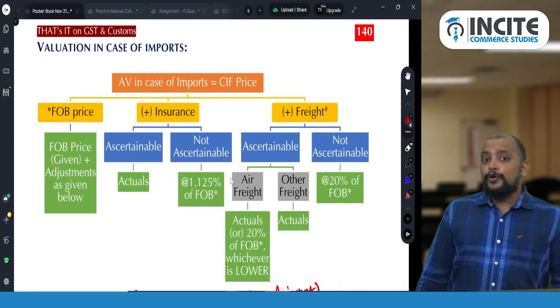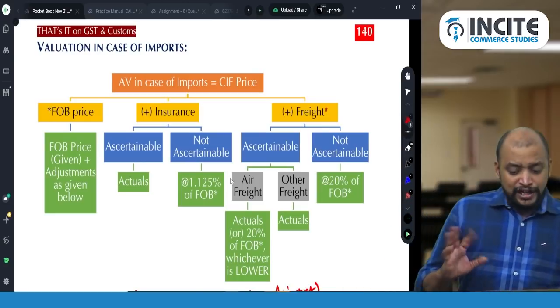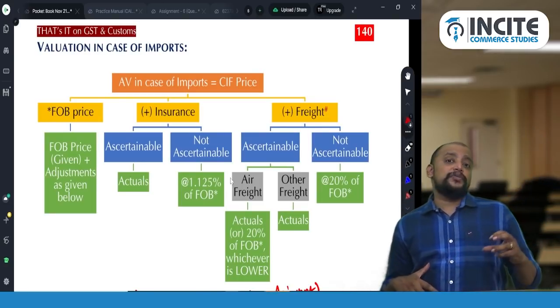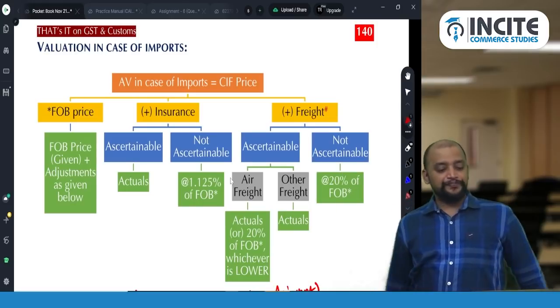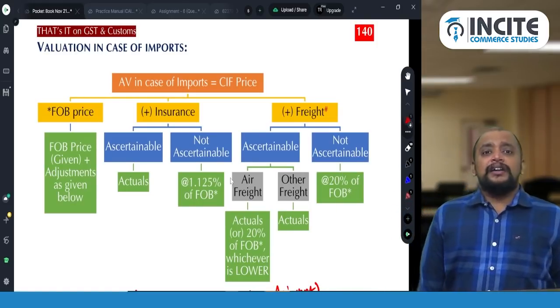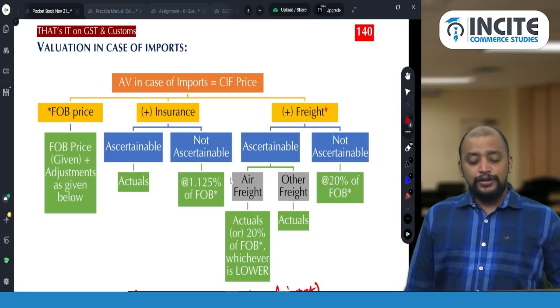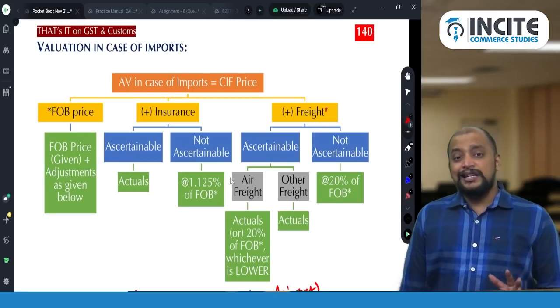And in case of export, only FOB price will be taken, that is free on board price. Now we need to understand here what is the link between FOB price and CIF price. So first you take FOB price, and to that FOB price you need to add insurance and freight, then you will be able to get the CIF price.